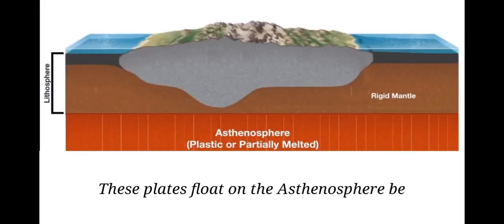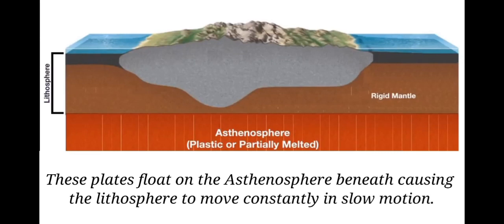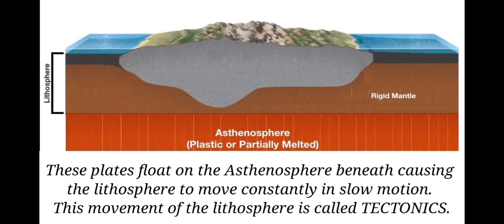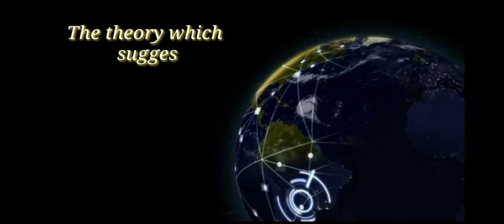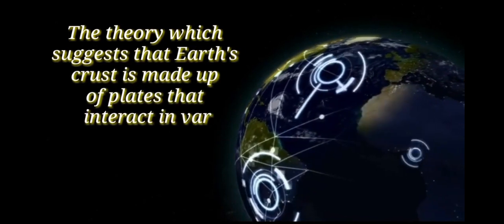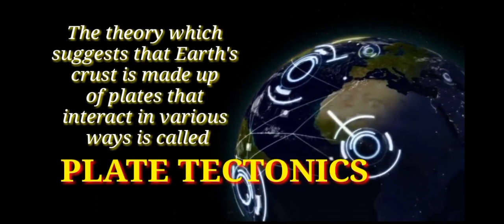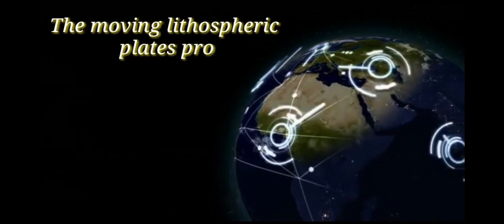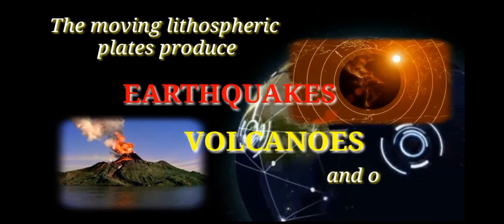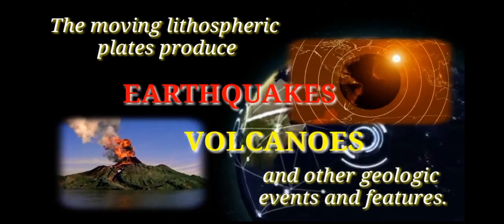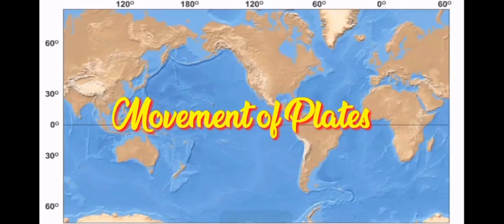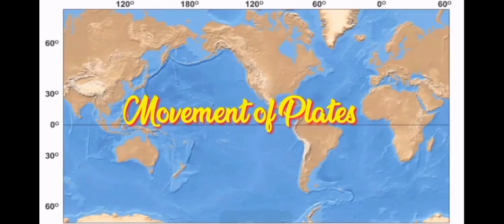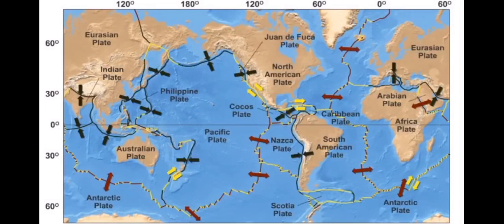These plates float on the asthenosphere beneath, causing the lithosphere to move constantly in slow motion. This movement of the lithosphere is called tectonics. The theory which suggests that Earth's crust is made up of plates that interact in various ways is called plate tectonics. The moving lithospheric plates produce earthquakes, volcanoes, and other geologic events and features. When plate tectonics occurs, these plates move in various places as you can see in the map. The arrows show the direction of movement of plates.